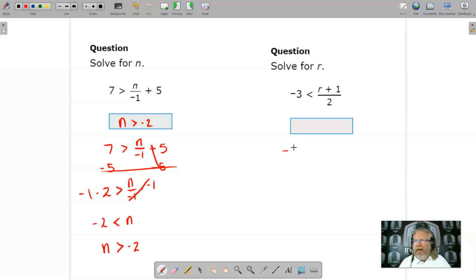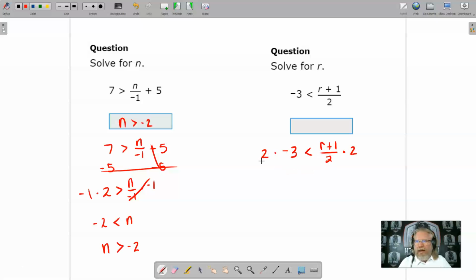Next problem: negative 3 is less than r plus 1 over 2. Now don't let this r plus 1 in the numerator freak you out a bit. We're going to get rid of the fraction first anyhow, right? We get rid of the fraction by multiplying times the denominator. The denominator is 2, so we're going to multiply times 2. What we do to one side, we do to the other.